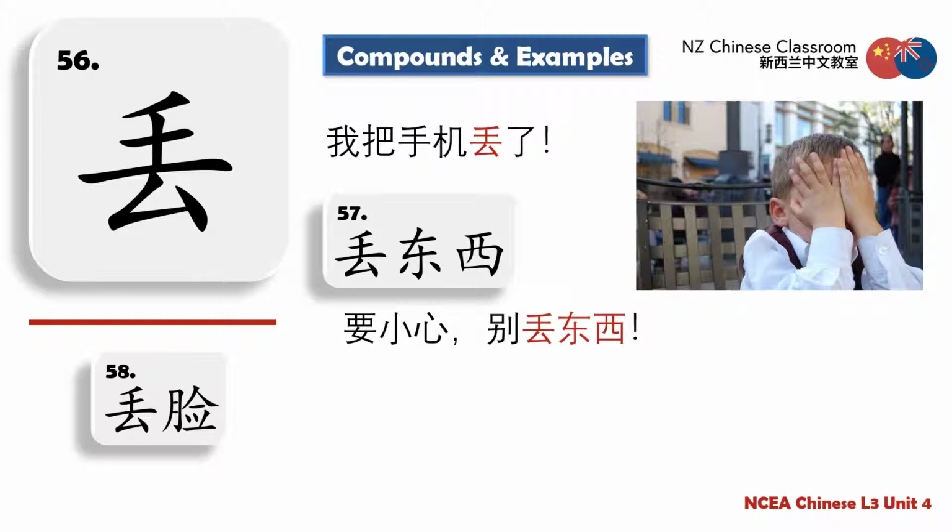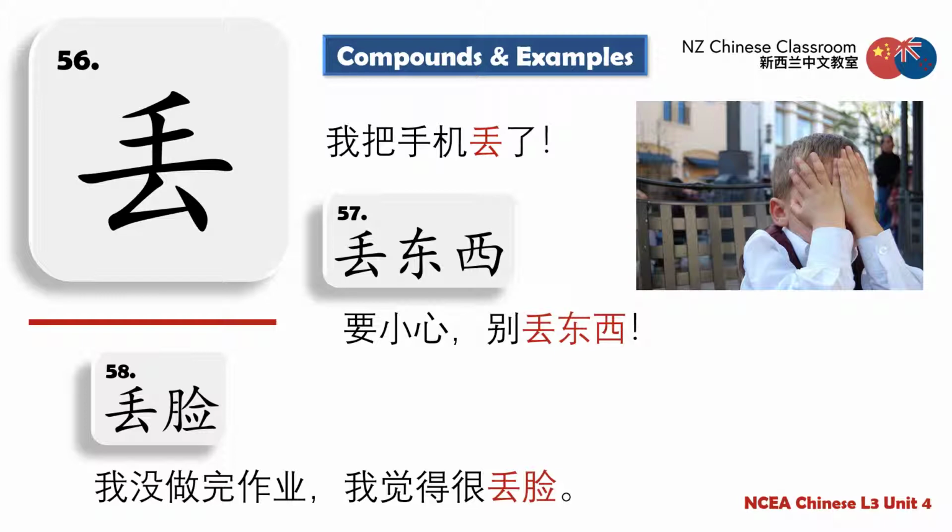丢脸, literally this means to lose face, the face on your head. So this means to be embarrassed, and this is a huge bad thing in Chinese culture. If you cause someone to be embarrassed or look bad, you're causing them to lose face, and this is 丢脸. So avoid 丢脸 people at all costs. 我没做完作业，我觉得很丢脸. So I didn't do my homework and I'm feeling very embarrassed.